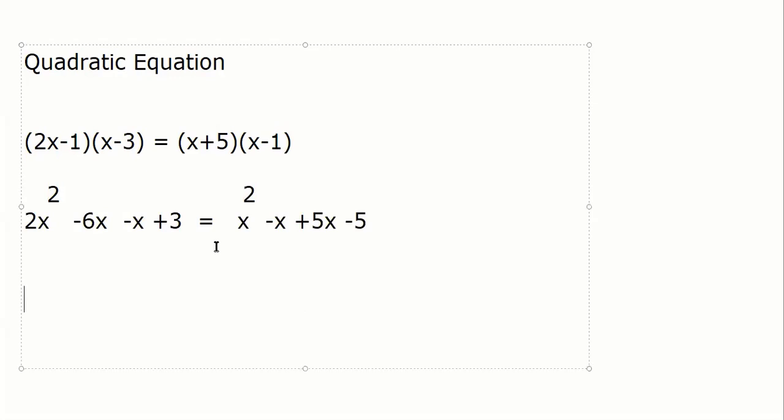Now if I bring everything to the left side, 2x square minus x square, so x square. Minus 6x minus x, minus 7x, and 4x goes here, minus 3x, correct? Plus 3 plus 5. So this is my quadratic because after I simplify it and form an equation, I am able to get the x square term. So it is a quadratic.